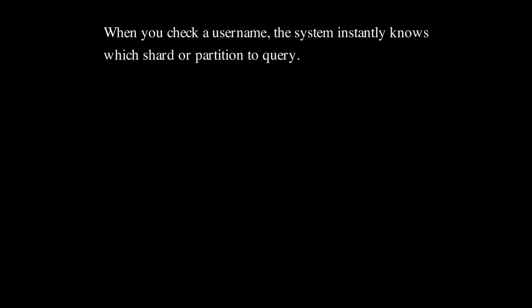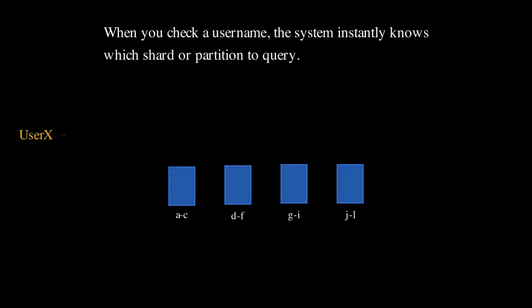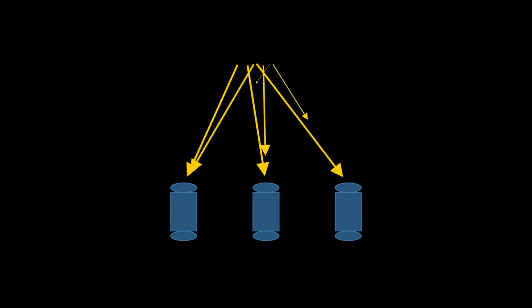One giant index database still becomes a bottleneck, requiring scalability through sharding and distribution. For example, usernames starting with A to C might be on server 1, D to F on server 2, and so on. When you check a username, the system instantly knows which shard or partition to query. This distributes the load, meaning each database handles fewer requests and responds faster.